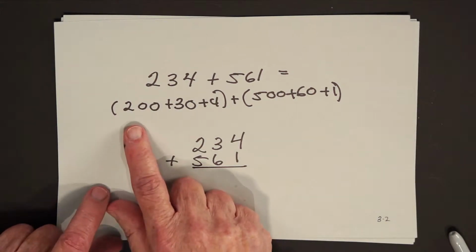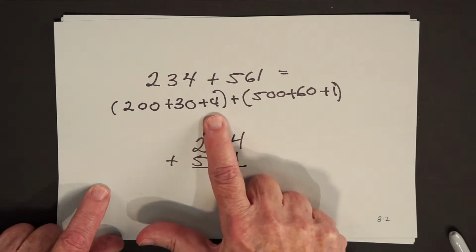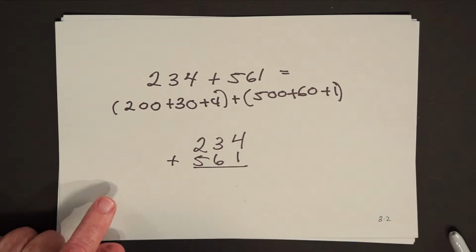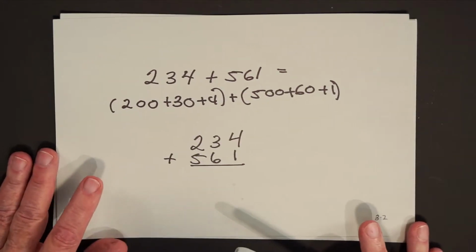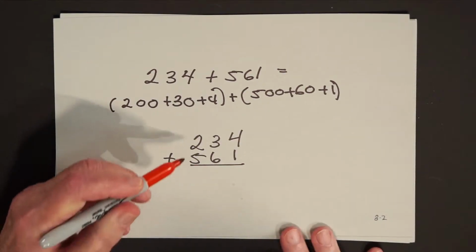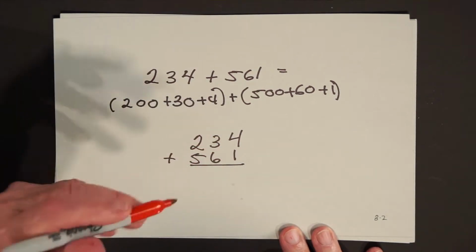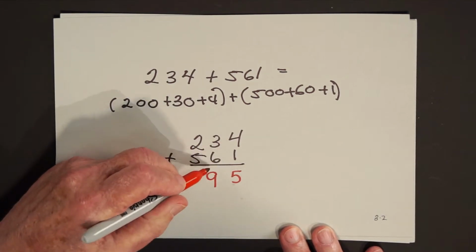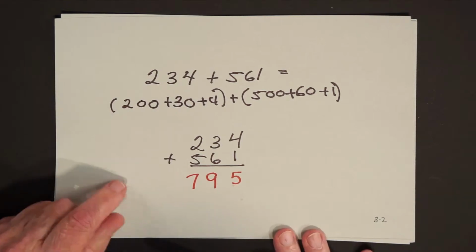So what we're told to do is to start with 200, add 30, then add 4, then add 500, then add 60, and then add 1. Is that what we do in real life? How do we teach the students to add? We say line the numbers up vertically. Numbers in the same column modify the same noun. 1 and 4 is 5, 6 and 3 is 9, 5 and 2 is 7. You write this down, that's the answer.